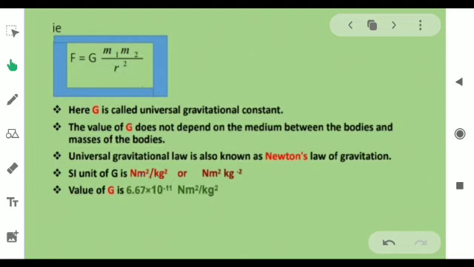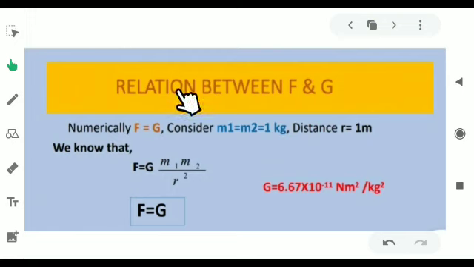Clear? Then what is the SI unit of mass? Kilogram. Here two bodies are there, therefore kilogram square, and the unit is Newton meter square per kilogram square. Clear? Yes. Then the value of G is 6.67 into 10 raised to minus 11 Newton meter square per kilogram square, and this value is also very important for the mathematical calculations, so you should study this value also. Clear? Yes.